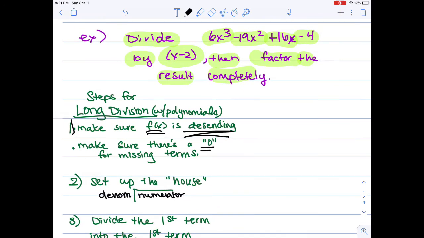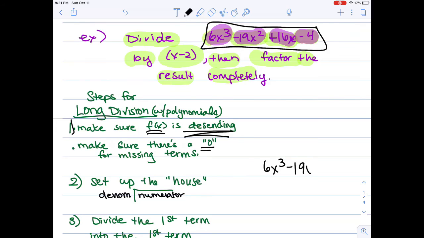So for us, when we're looking at this, number 1, we're making sure it's in descending order, which we see 6x cubed is the biggest term, and then 19x squared is the next, 16x, minus 4. So that is in descending order, so we're going to write it right here. 6x cubed minus 19x squared plus 16x minus 4. And there's no missing terms. And now we're going to set up the house. So we've got our house here, division, and we're dividing by this x minus 2 factor.